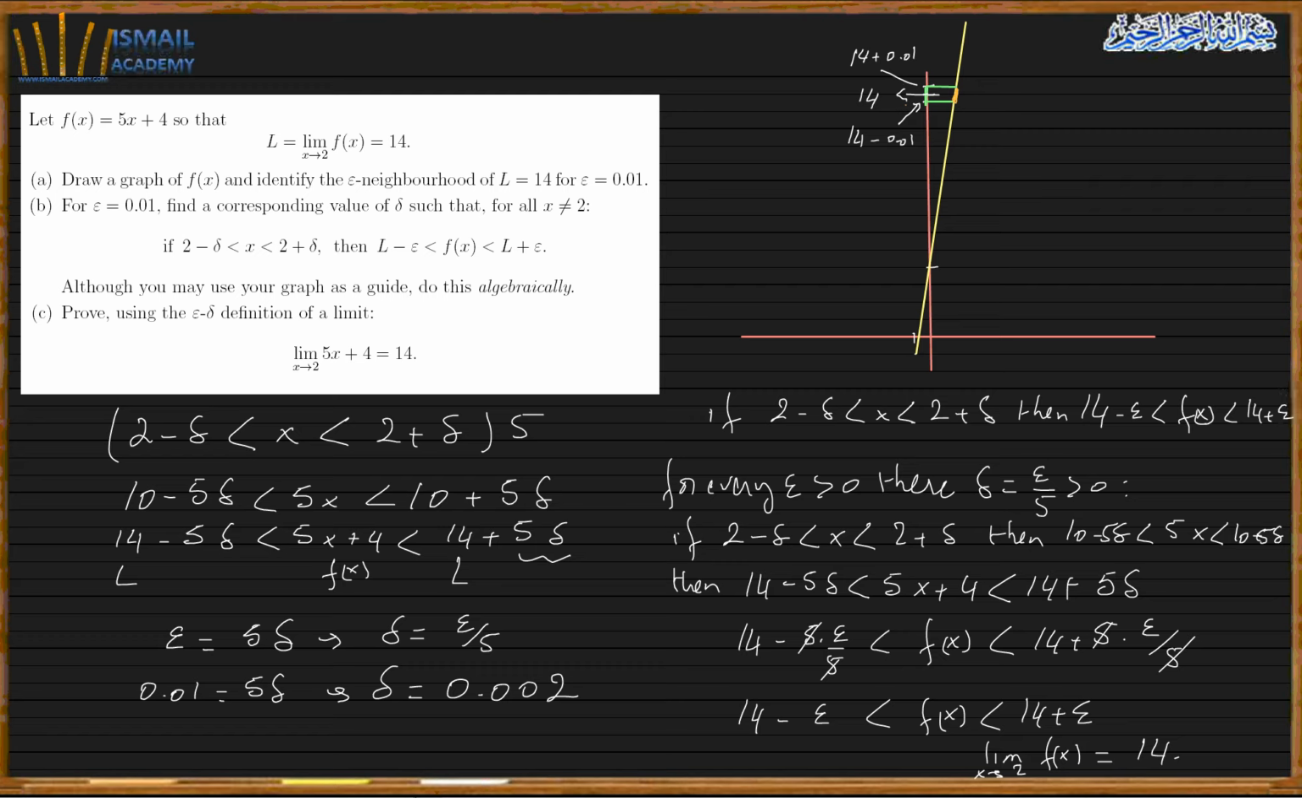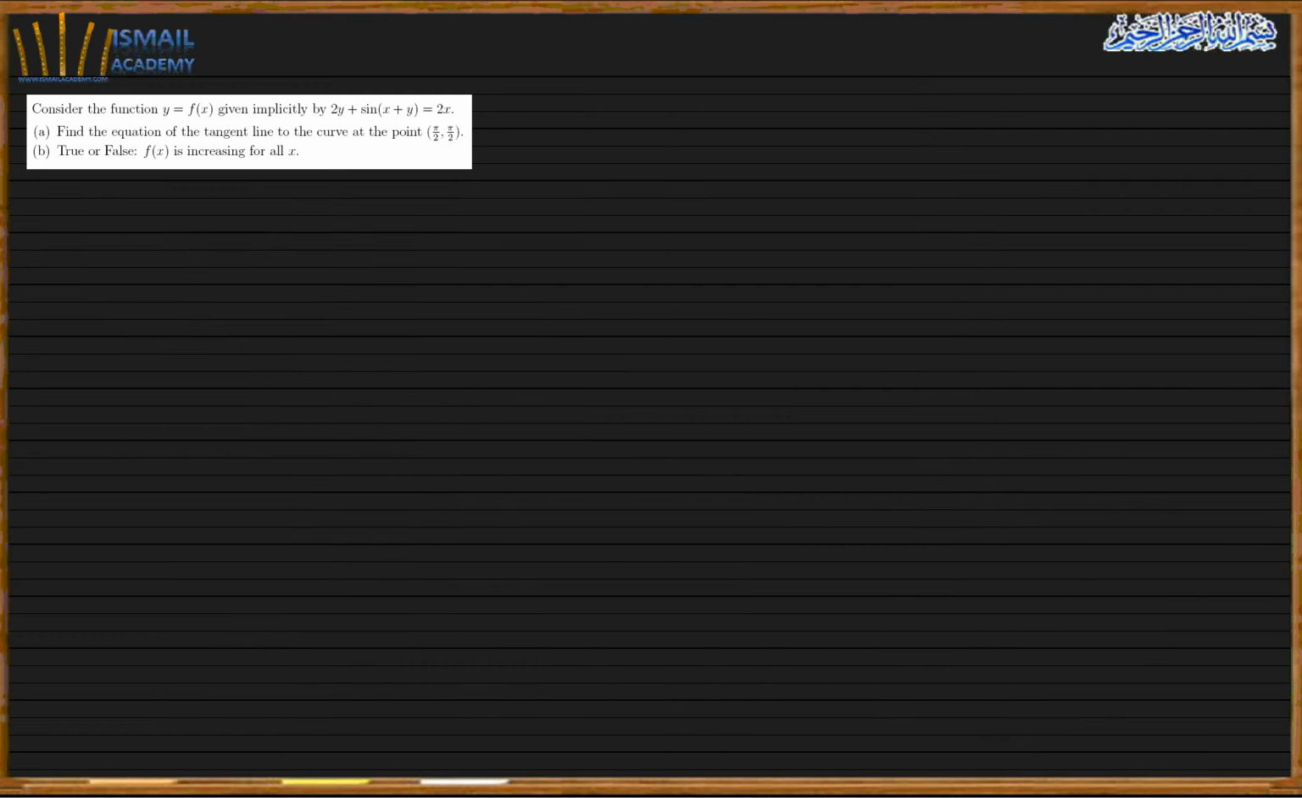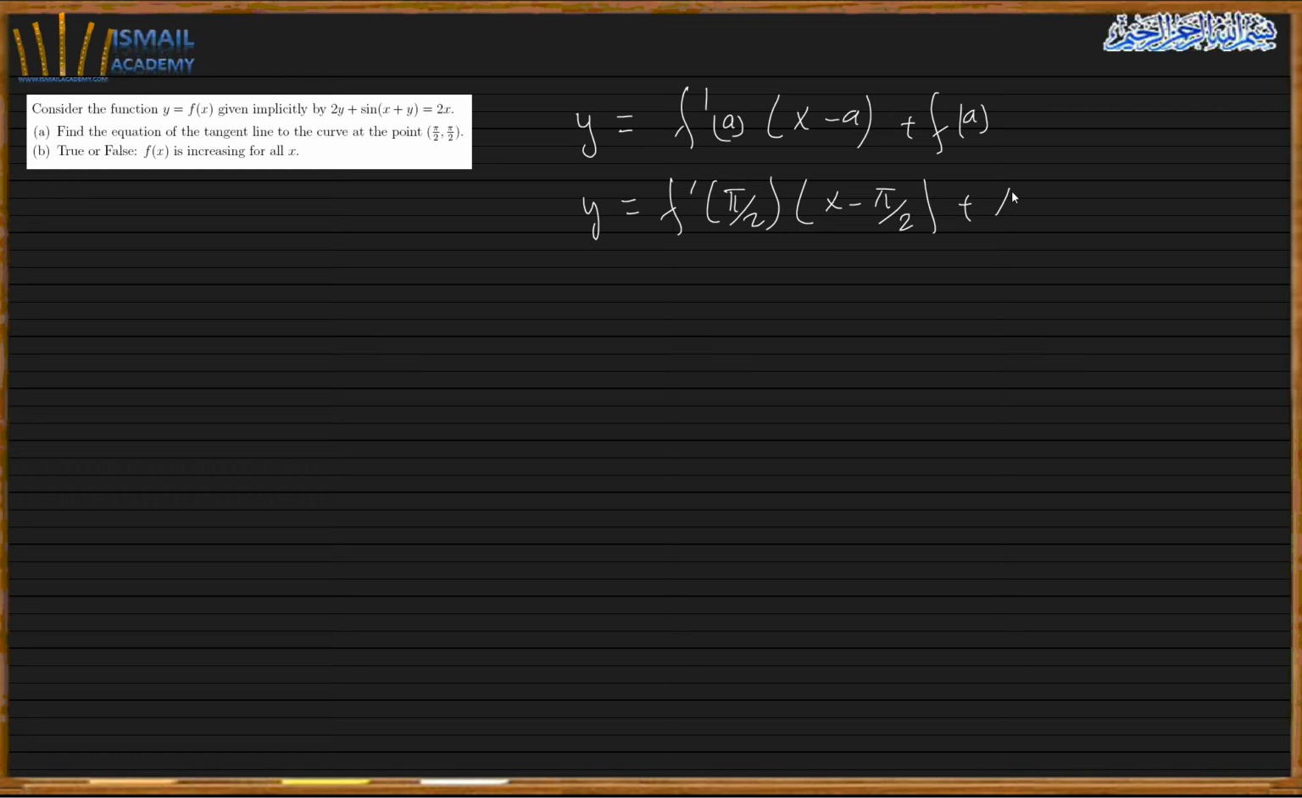Alright, next question. So consider the function f of x defined implicitly by 2y plus sine of x plus y equal to x. So find the equation of the tangent line. I know that the equation of the tangent line is y equals f prime of a times x minus a plus f of a. So here my a is pi over 2, and f of a is given to me already, it is pi over 2. So y will be f prime of pi over 2 times x minus pi over 2 plus pi over 2, because this is my f of a.